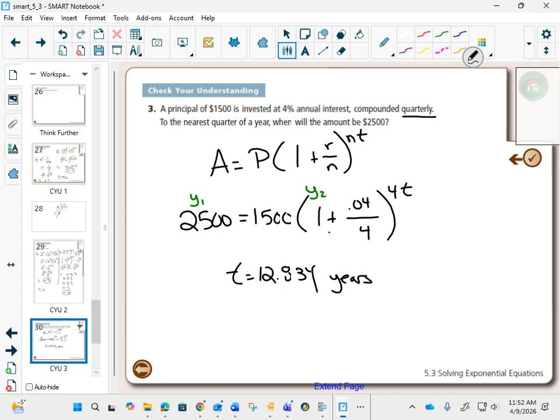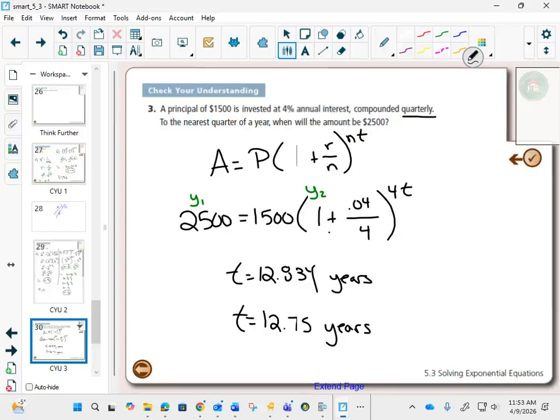I should double check. I rounded to 3 decimal places naturally because if you don't know, you do 3 decimal places. Then I read the question. It says to the nearest quarter of the year. Whew. Is this closer to 12.75 or 13? If I was rounding, is 0.83 closer to 0.75 or 0.00? It's closer to 0.75. 8 away from 7.5. It'd be 17 away from 13.